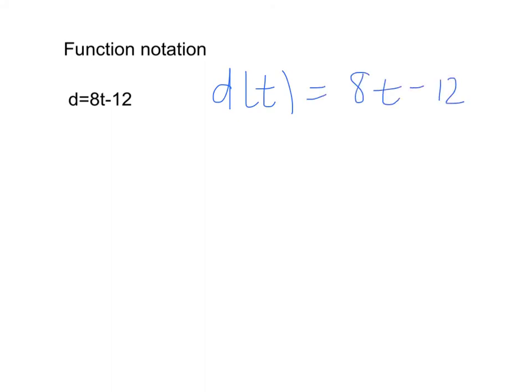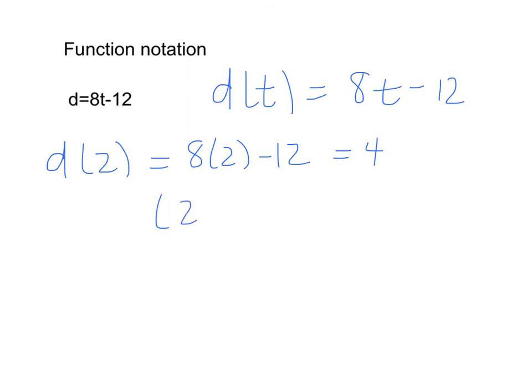So let's feed our function something. Let's say we feed it a 2. 2 seconds have elapsed. So you get 8 times 2 minus 12, which is 16 minus 12, which is 4. So if we fed 2 in, we get 4 out. We put our input and we put our output. This is what we fed the dog. This is what comes out of the dog.